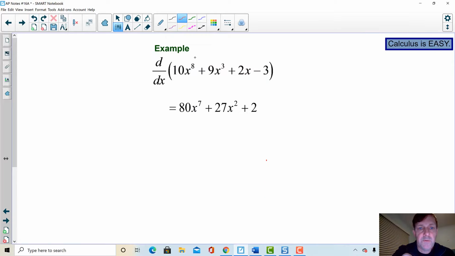Okay, here's another example of the same thing. We have x to the 8, so the 8 is going to come down, and your new power is 7. When the 8 comes down, you have 8 times 10, that gives you 80. On the second one, the 3 comes down, gives you 27. The new power is 1 less, so the new power is 2. The derivative of a number times x is just going to be the number, and the derivative of a constant is 0. So there's your answer.